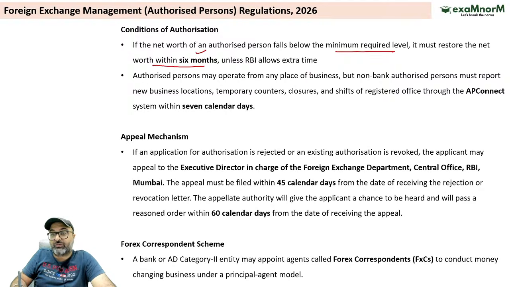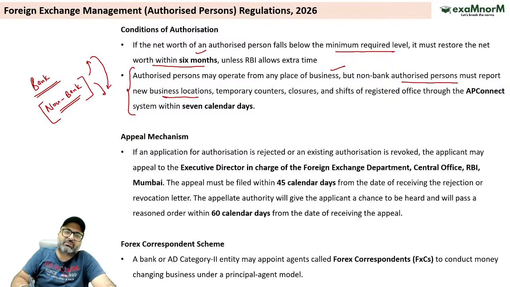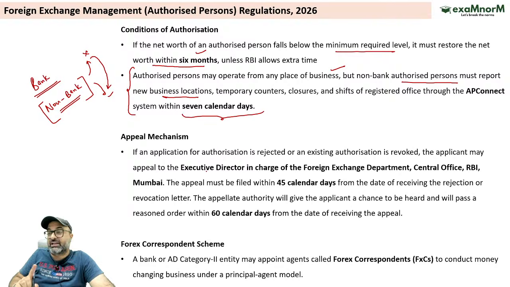Authorized person may operate from any place of business, but non-bank authorized persons must report their new business location. समझ आई ये बात कि भैया अगर आप बैंक है तो कहीं से भी काम करें, कोई प्रॉब्लम नहीं है, लेकिन अगर आप नॉन बैंक है और अगर आप अपनी ऑपरेशन पोजीशन चेंज कर रहे हैं, if you're expanding your branches, if you're setting up a new branch, or you are moving one branch to another city by closing from one and opening in another city, then you have to inform every change to RBI within 7 calendar days, not working days, within 7 calendar days.